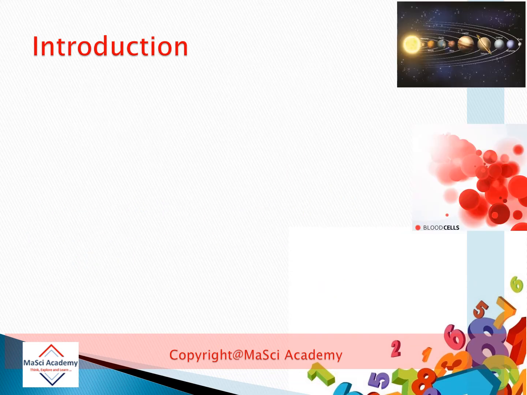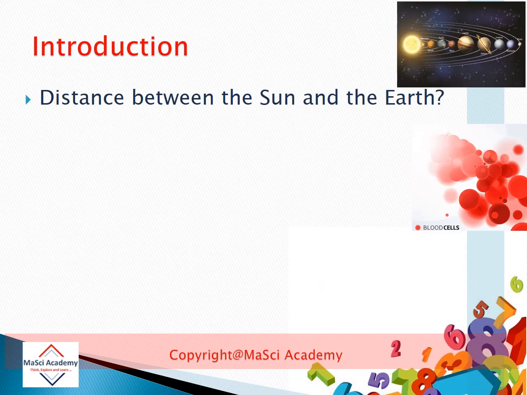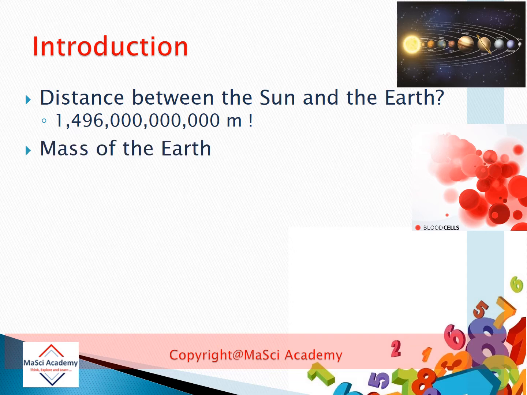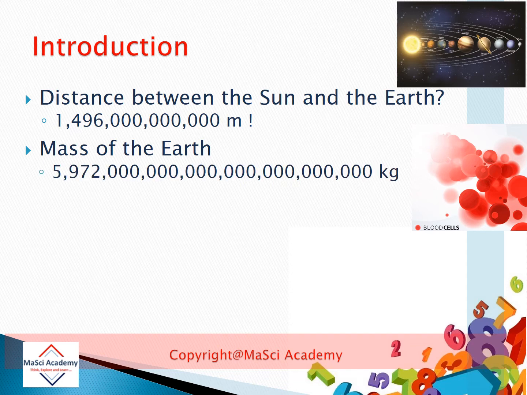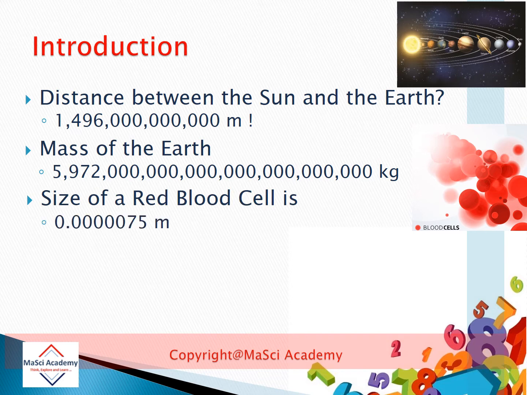So what about measurements that involve huge distances or maybe very small measurements? For example, the distance between the Sun and the Earth. It's a very large number, 1496,000,000,000,000. So it becomes difficult to read such huge numbers. The mass of the Earth is again a very large number which is very difficult to read. The size of a red blood cell is 0.000075 meters, which is a very small number.